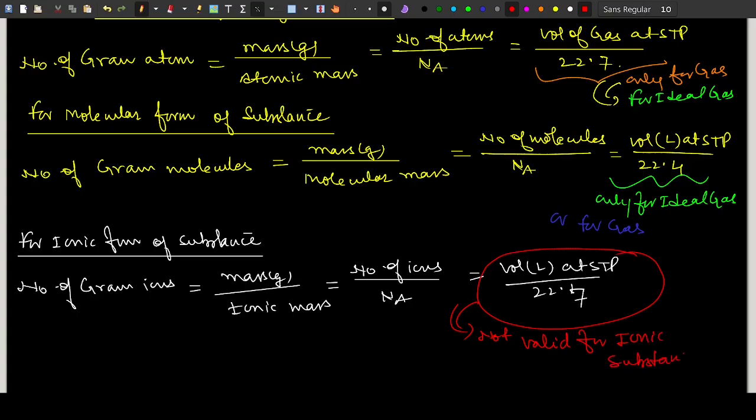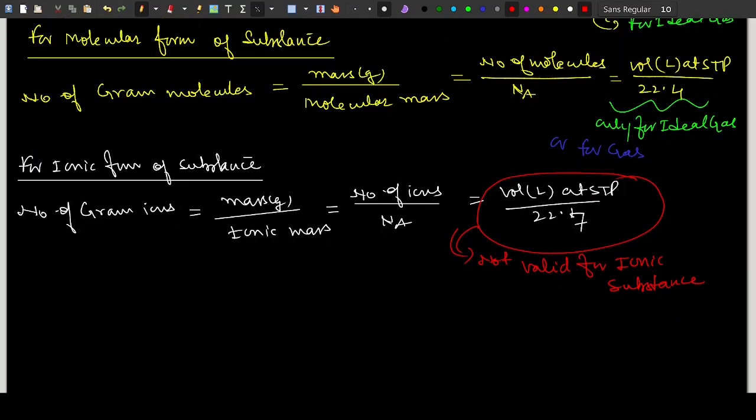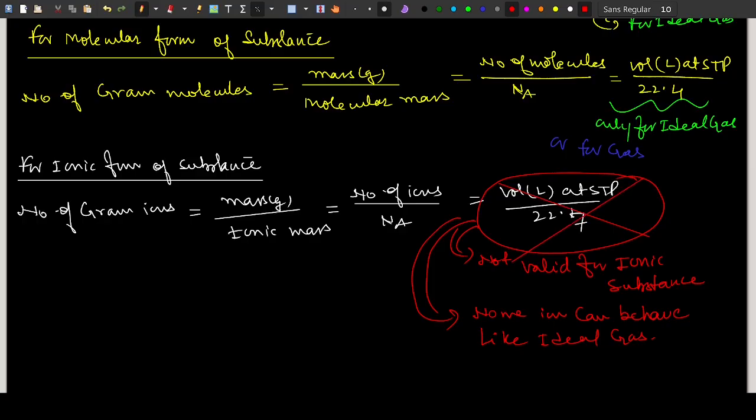Why is this not valid for the ionic substance? What is the cause behind this? Actually, no ion can we have as an ideal gas. Since no ion can we have like an ideal gas, this particular formula is not applicable for the ionic form of the substance. So remember, never apply this formula for the ions. It is not valid.